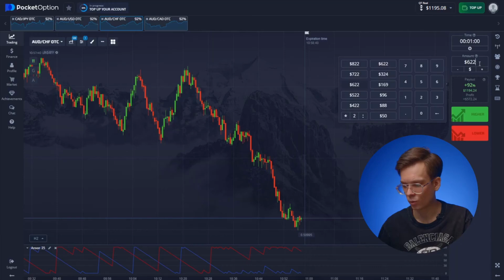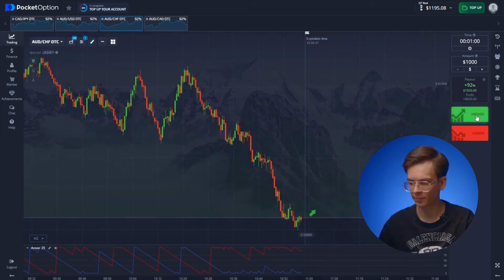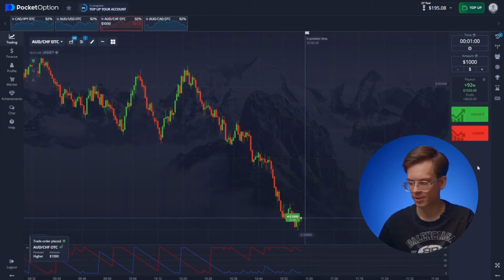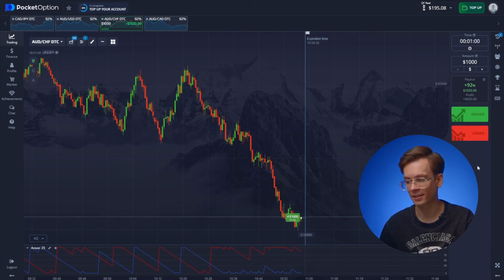Let's move on. Now Aussie and Franc, and the maximum possible investment is 1,000. Going long. An interesting situation has formed here. There was a prolonged period of strong bearish influence, as we can see on Aroon. At the moment of entry, it started to decline again, and for me, this is a signal that the bulls want to take the initiative. I think this is the beginning of a trend reversal.